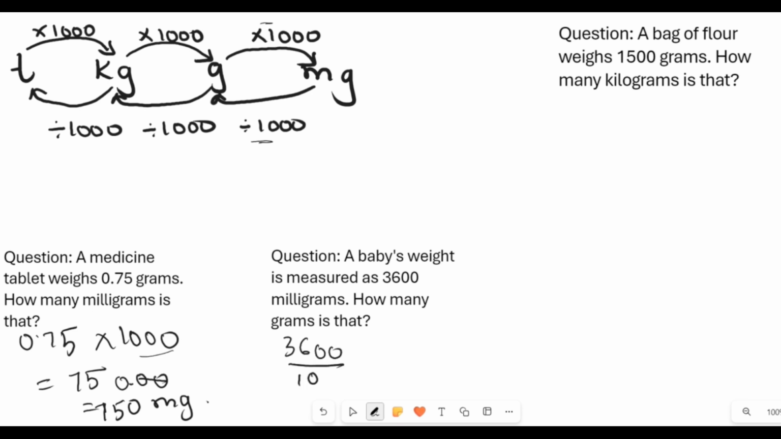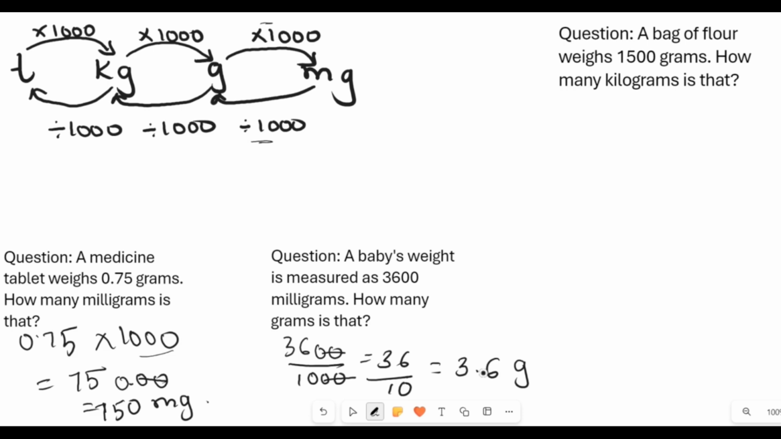3600 by 1000. Division with zeros is very easy. Cut two zeros from the numerator and two from the denominator, and then you will be left with 36 upon 10. Now there is one zero in the denominator, so put the decimal after one number in the numerator, and this is your answer. In 3600 milligrams, there are 3.6 grams.